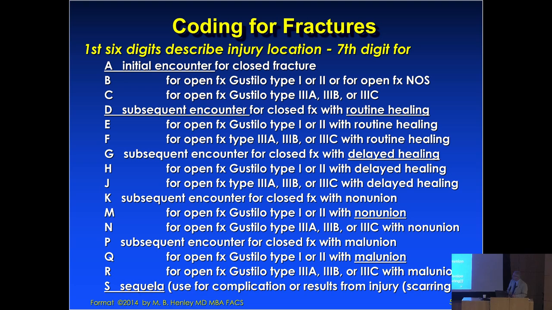The first one, A, is initial encounter for a closed fracture; B and C are initial encounter for a type 1 and 2 open fracture, and a type 3 open fracture. D, E, and F are a subsequent encounter for a fracture with routine healing, whether it's closed or open, and then you have to specify at each visit in the post-op period whether there's routine healing, delayed healing, non-union, or malunion, and finally there's the S for a sequela, or a complication resulting from a previous injury. The ones A, D, and S are used throughout orthopedics, and obviously all 16 are really only used for open injuries such as fractures.